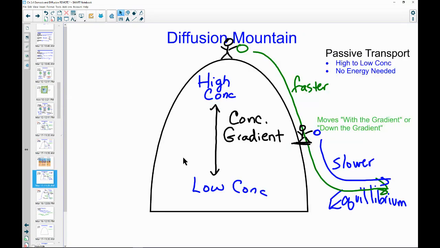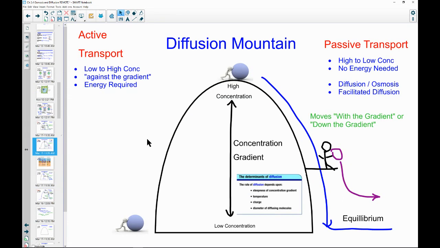So, we're going to start by talking about active transport, which is where we left off the last time we spoke. We talked last time about diffusion mountains, so hopefully you have your notebooks ready. You hopefully paused the video and drew your mountain. This is a great way to remember why the molecules move the way they do.